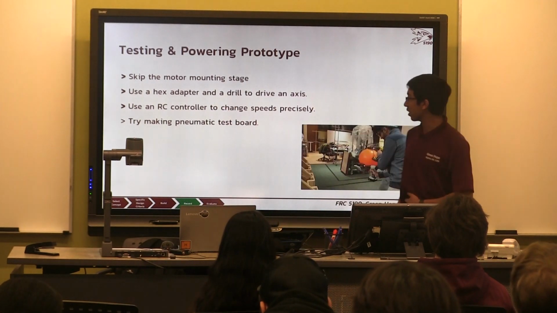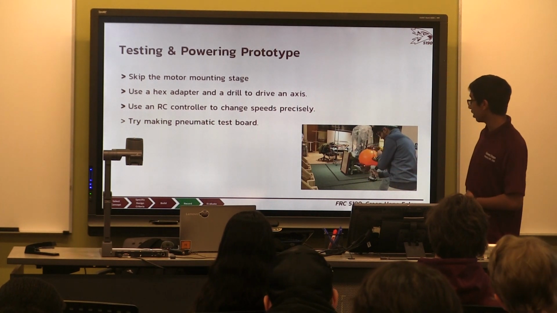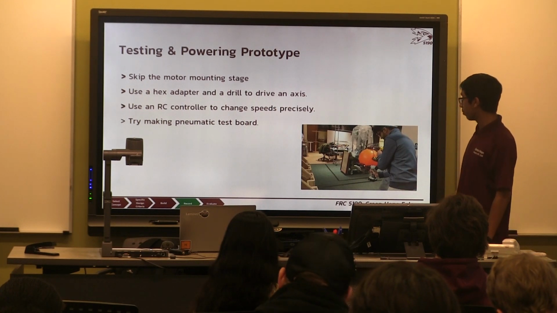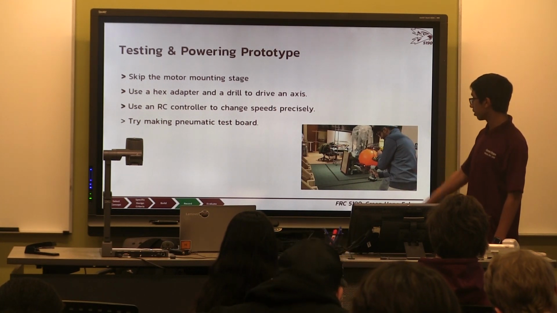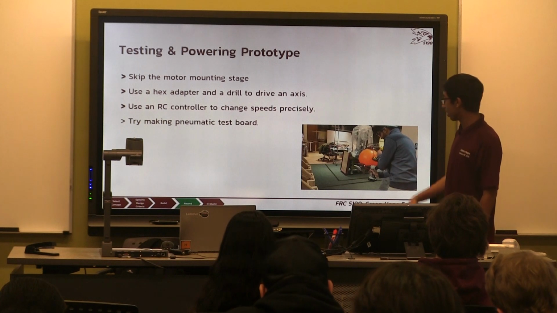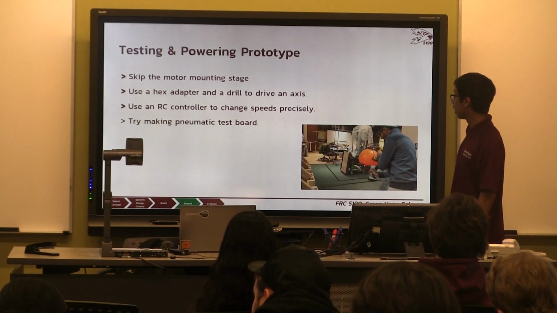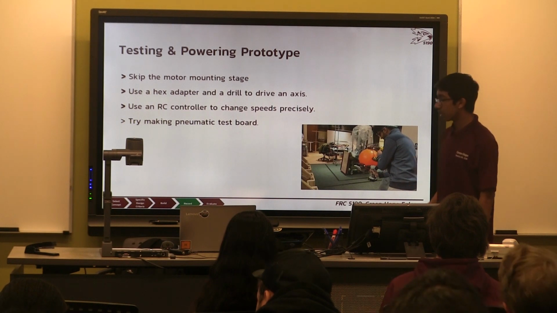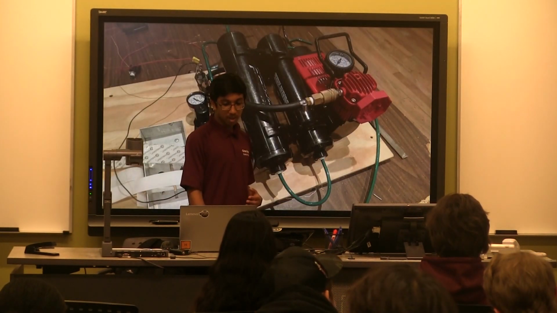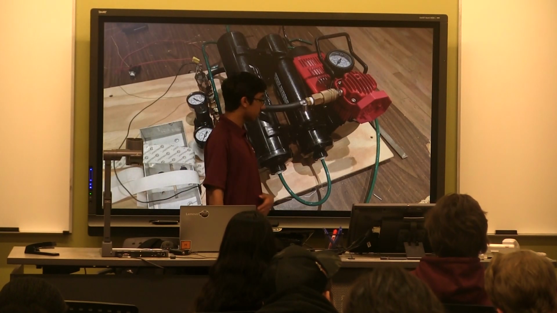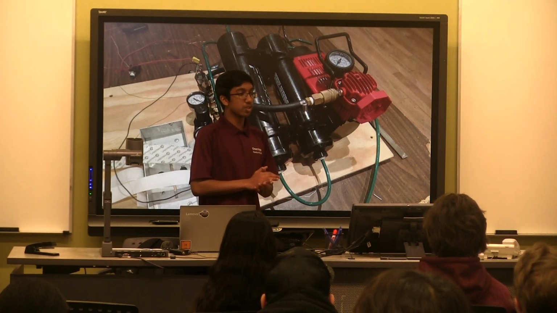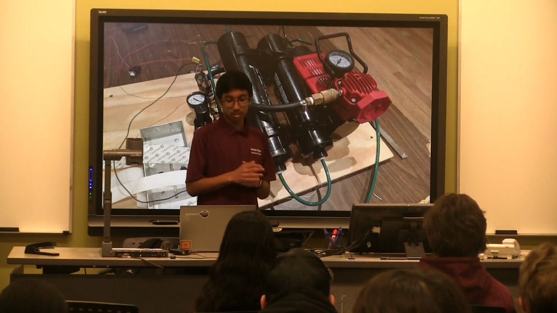While testing and powering a prototype, you can see that this is one of our 2019 prototypes for cargo. When you're building a prototype, sometimes you don't want to have motors always. So skip the motor mounting stage and get drills and get hex attachments, or just put double-sided tape on it and mount it to the shaft and start spinning it to simulate motors moving. One other thing that our team does when we're testing and powering prototypes is that we made a compact pneumatic test board, and it's like this big. Instead of waiting for the practice robot drivetrain to be built, we just use this pneumatic test board to test our prototypes.